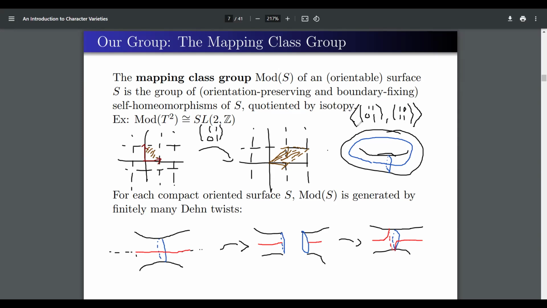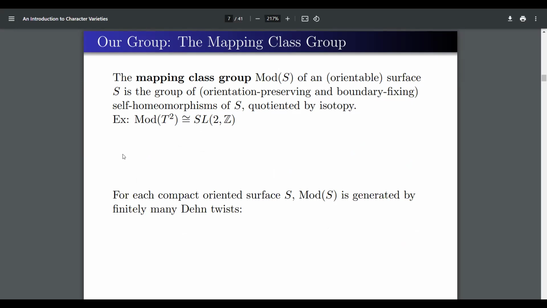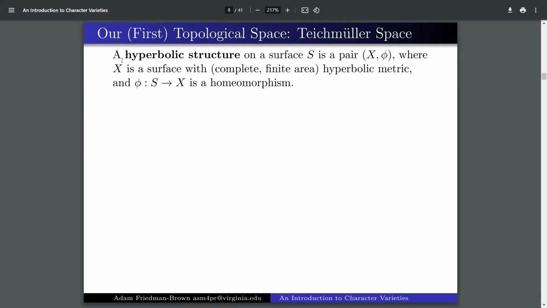If you would like to learn more about mapping class groups, you can look into, let me write this down, A Primer on Mapping Class Groups by Farb and Margalit. So yeah, that's going to be our group. And on to the space that it's acting on, at least the first one for now. We're going to build up to the character variety topic eventually.